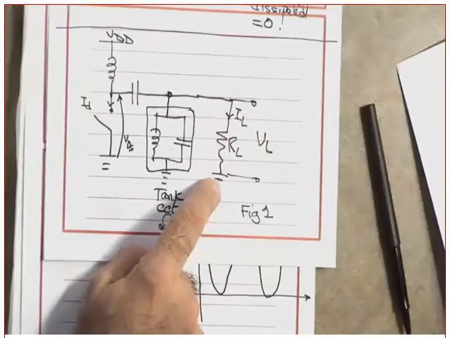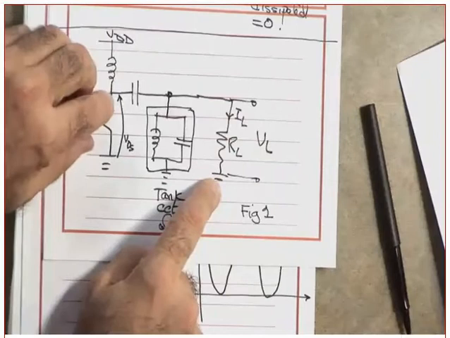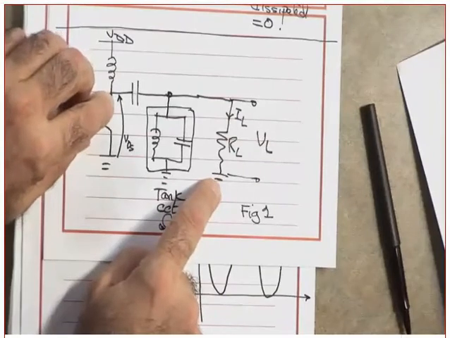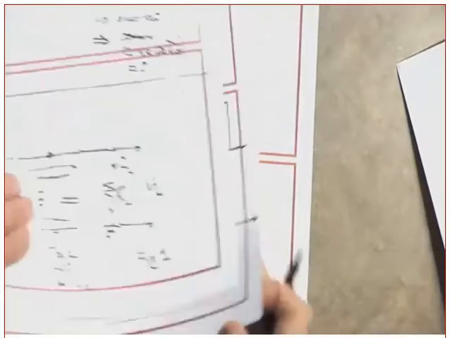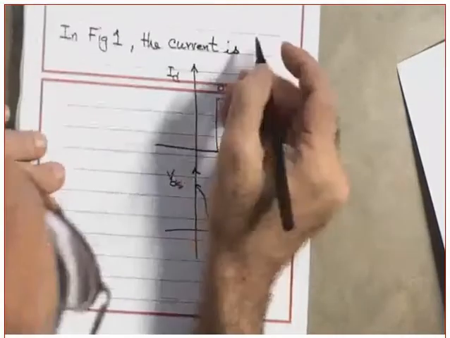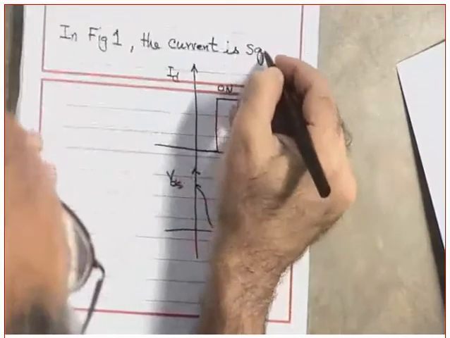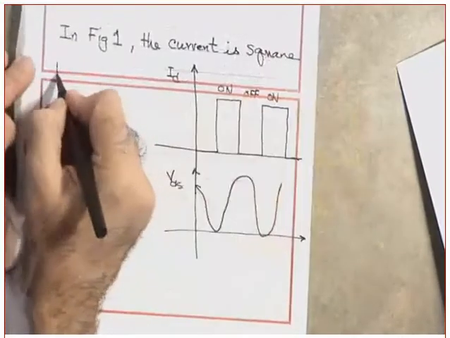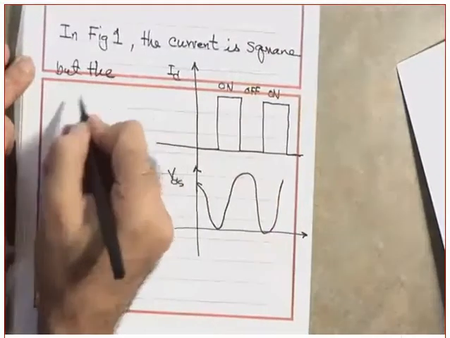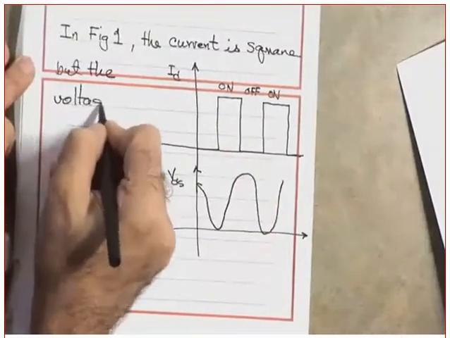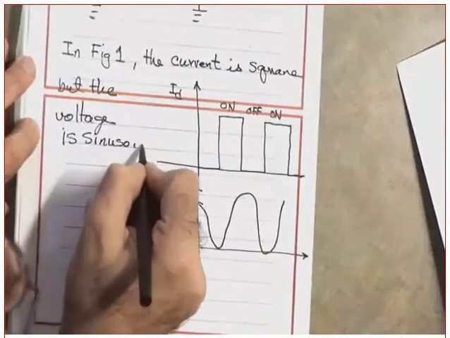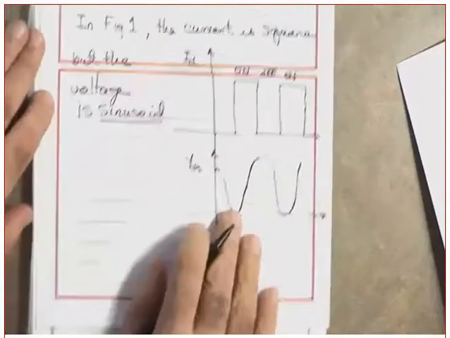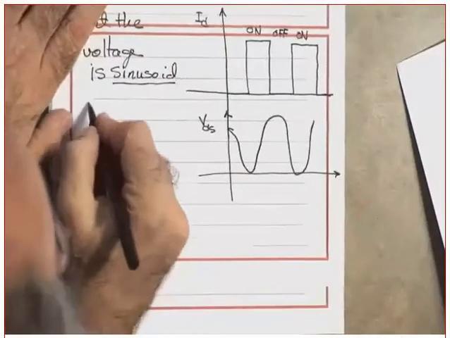But this voltage here is a sinusoid. You agree? Which means this voltage must also be a sinusoid. Yes? So in figure one, in figure two, in figure one, which one? The current is square. But the voltage is sinusoid. Agree?